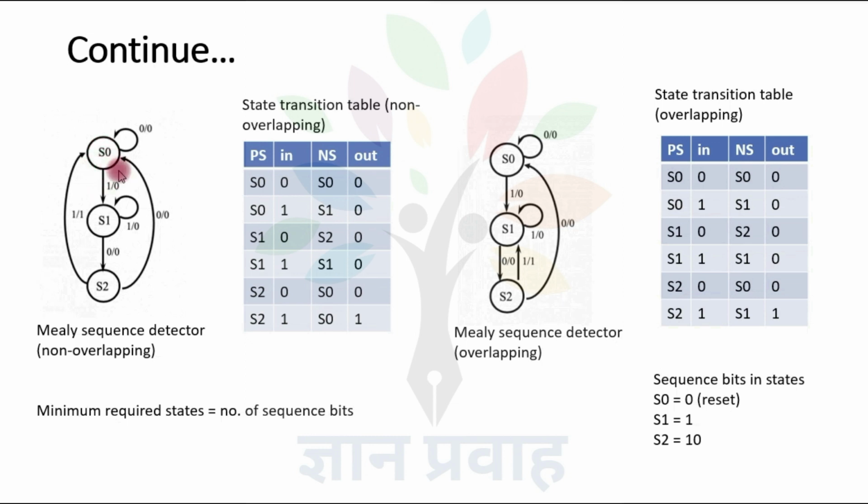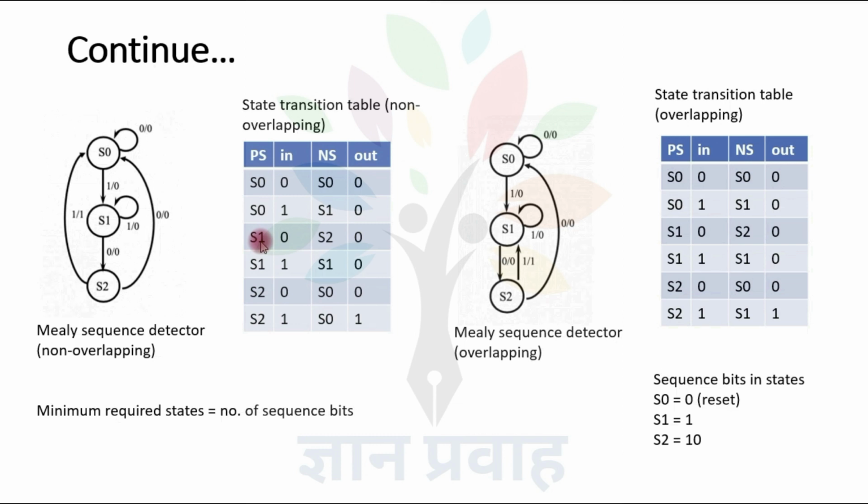This state diagram is represented in a state table like this: present state, input, next state and output. So there are three present states, S0, S1, S2, and there are two possibilities of input signal, either 0 or 1. So there are a total of 6 combinations. When the present state is S0 and input is 0, the next state remains the same, S0. The next state will be S1 when the first bit of this sequence is detected, that is at input 1.